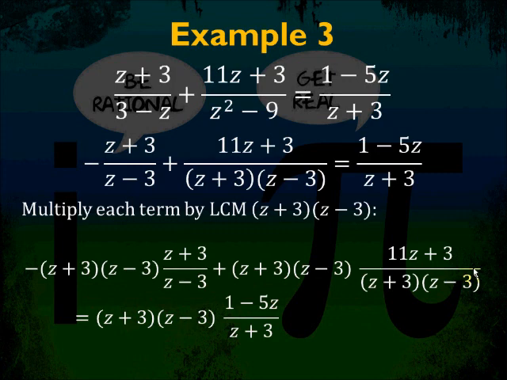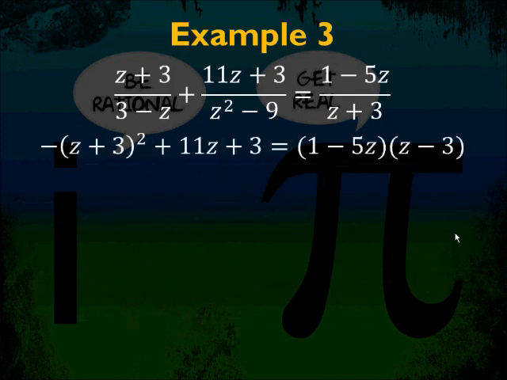So, first thing we'll see is that z minus 3 cancels in the first term, the z plus 3's and the z minus 3's cancel in the second, and the z plus 3's cancel on the right side. You take all that and you rewrite it, you get that expression. Remember, there's still a negative sign that's hanging out there.